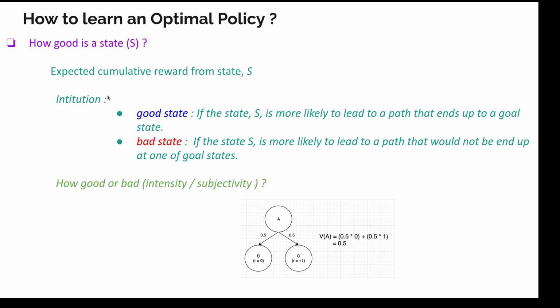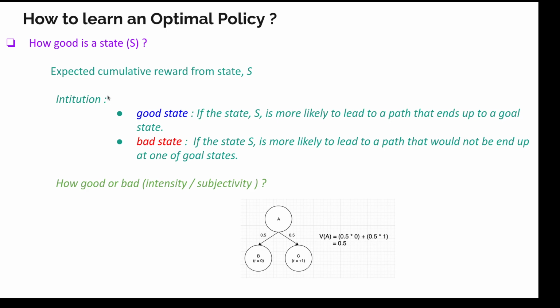So for example, there are three states A, B, C. From A going to B, probability 0.5, and going to C, probability 0.5. For B you are going to get a reward of 0, for C you are going to get a reward of +1. What is the value of state A?